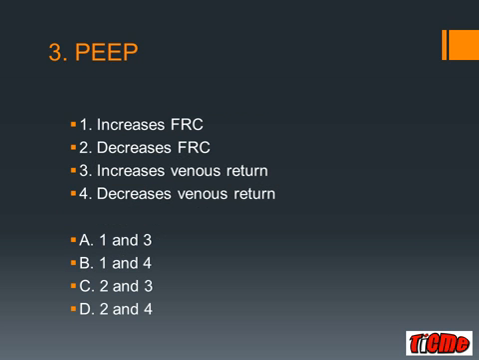Question 3, PEEP. Does PEEP increase the functional residual capacity, decrease the functional residual capacity, increase venous return, or decrease venous return? Now the available answers are 1 and 3, 1 and 4, 2 and 3, and 2 and 4. Do you remember from the tutorial? PEEP increases functional residual capacity and decreases venous return. So the answer is B.